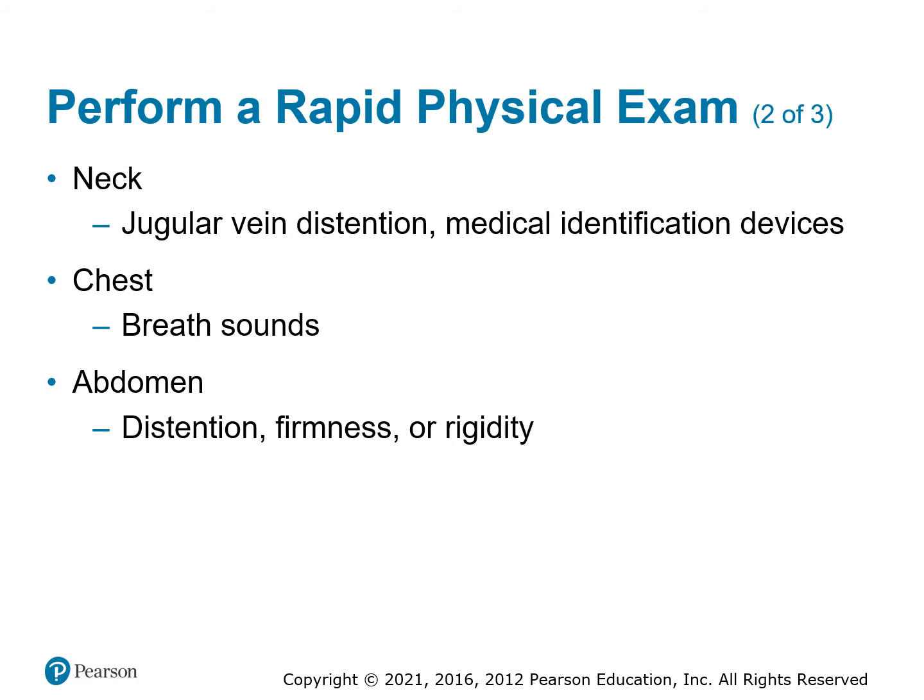The neck, we're looking for jugular vein distension. Are the jugular veins popped out? Look for medical devices or medical identification devices. Do they have a necklace on that says what's wrong with them? Chest, we're looking for breath sounds. We're looking for integrity of the chest. Belly, we're looking for distension, rigidity, or firmness.